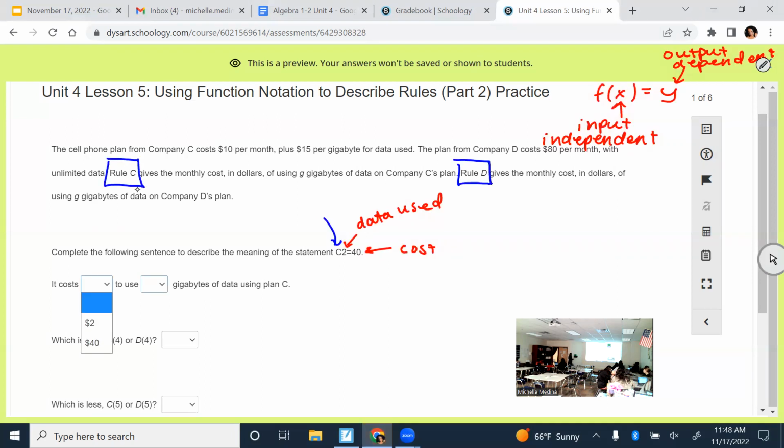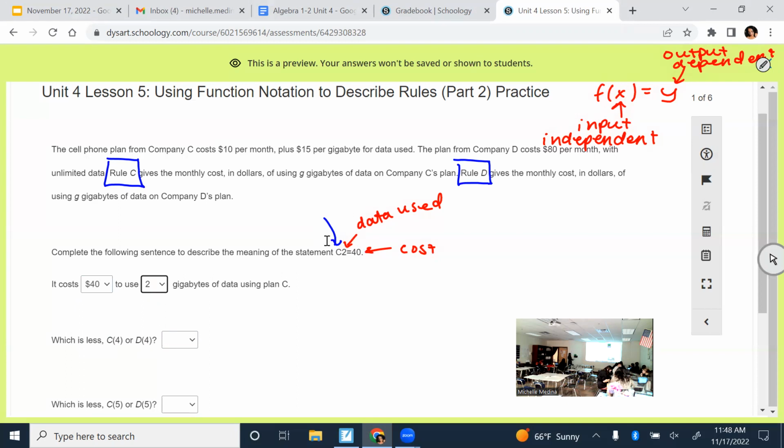So it costs $2 or $40. Which one? Based on what we just dissected over here. $40 to use 2 or 40 gigabytes of data. 2. And then which is less? So now this is a different part, but that's just evaluating what must be what. Does that make sense? Okay.